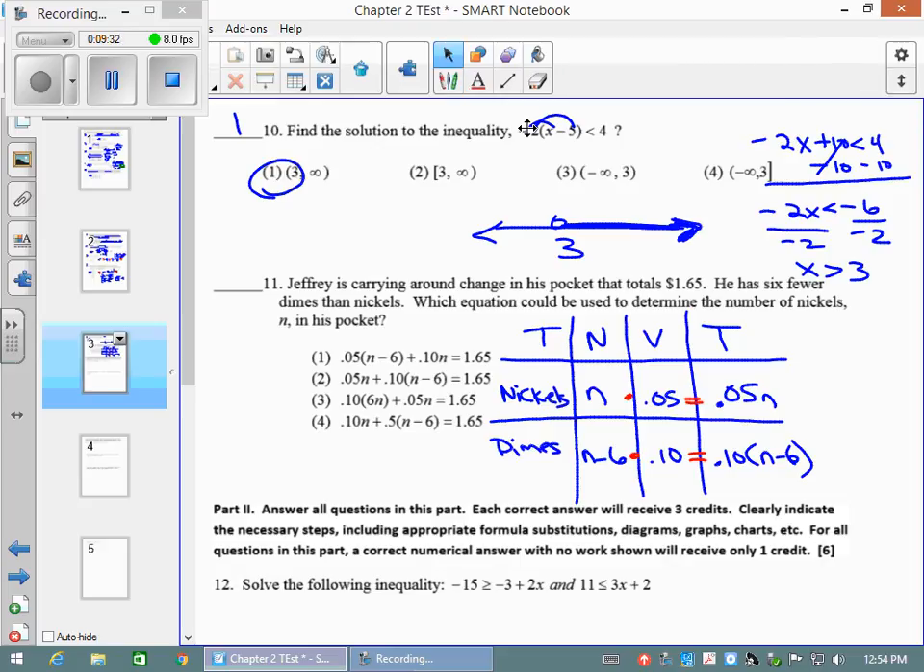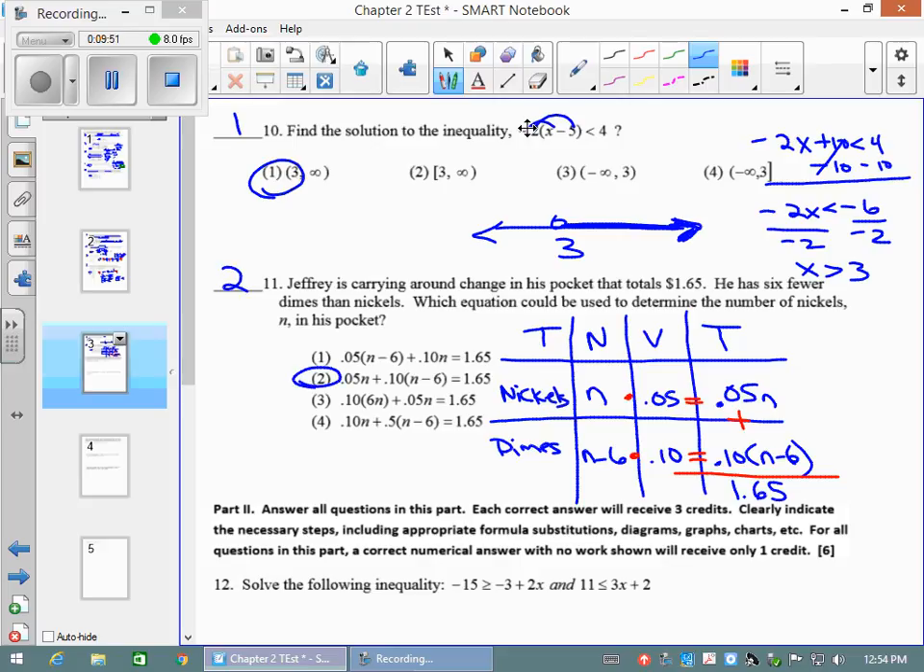So to come up with your equation, you're going to add and set your answer equal to the total amount of money you have, which they told you was $1.65. So once you set up your equation, you're able to choose choice 2.